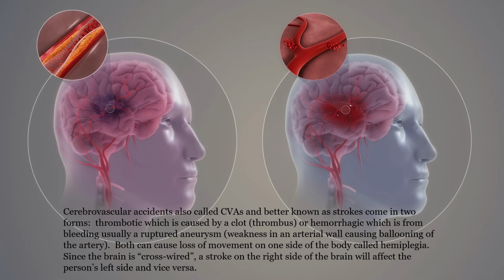Cerebrovascular accidents, also called CVAs and better known as strokes, come in two forms: thrombotic, which is caused by a clot or thrombus, or hemorrhagic, which is from bleeding, usually from a ruptured aneurysm, which is a weakness in an arterial wall causing ballooning of the artery. Both can cause loss of movement on one side of the body called hemiplegia. Since the brain is cross-wired, a stroke on the right side of the brain will affect the person's left side and vice versa.